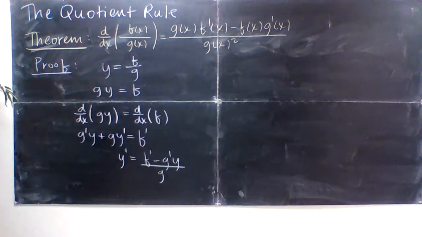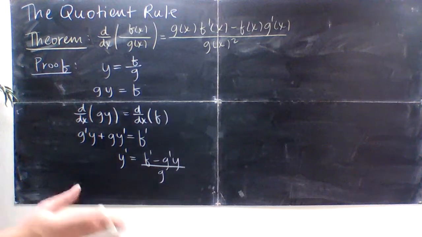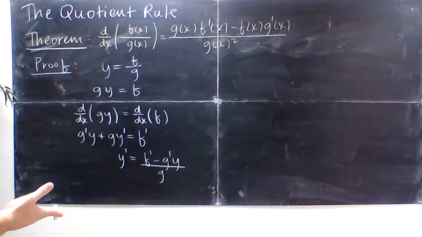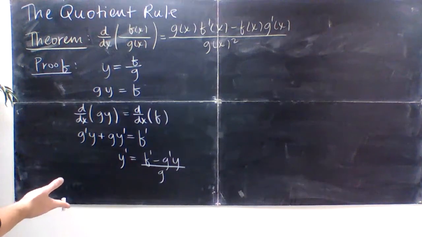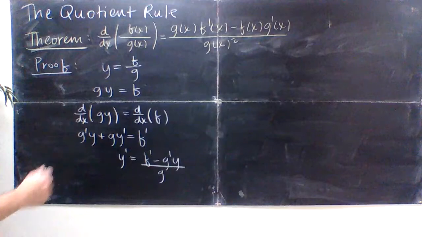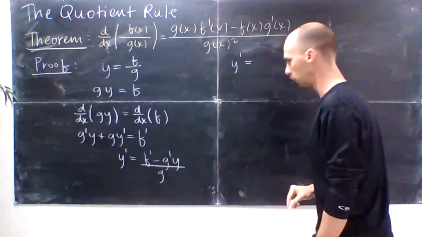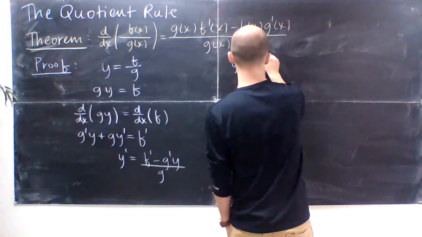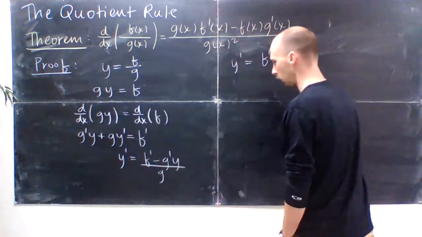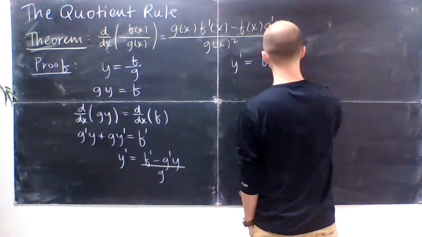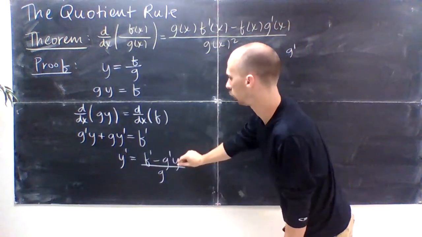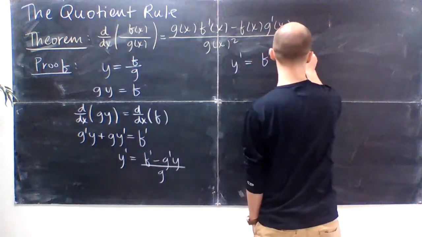And then the idea is, what is y? Hold on, what's happening here? Y is equal to f times g? No, y is equal to f divided by g. And so, oh, I see what's going to happen. I'm going to need to come up over here. So y prime is going to be f prime minus g prime times y, which is f divided by g.